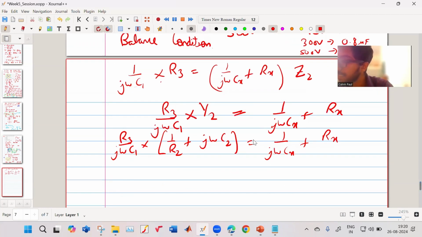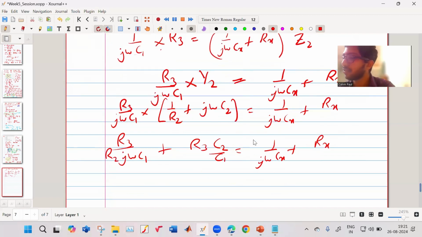So now what do we get? R3 upon R2 into j omega C1 plus R3 into C2 upon C1 is equal to 1 upon j omega Cx plus Rx. So what must we do? We must equate the real and imaginary parts.